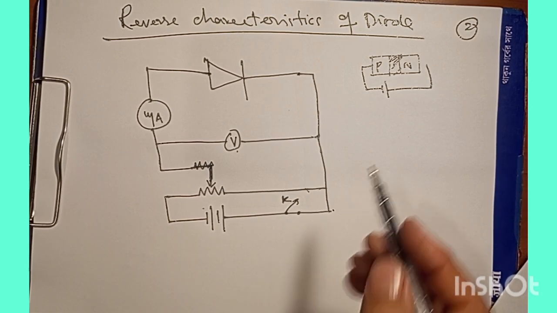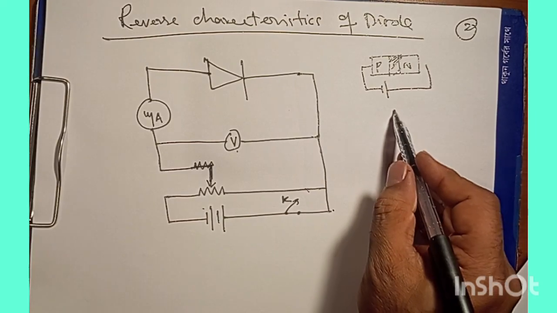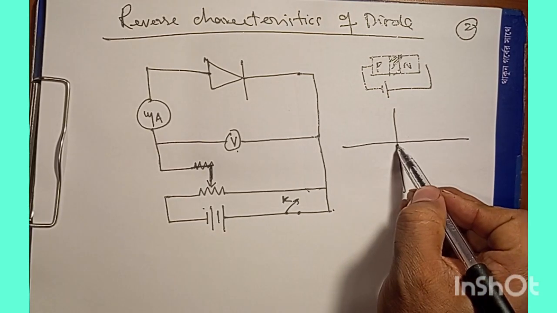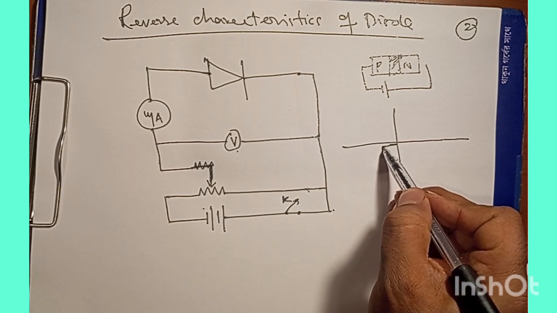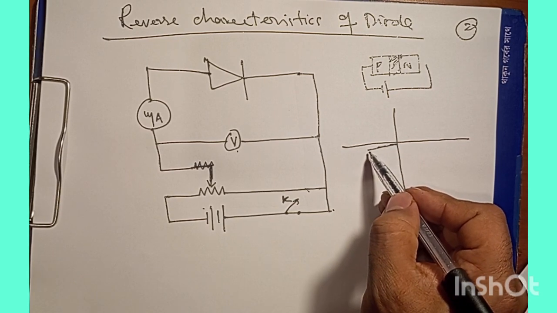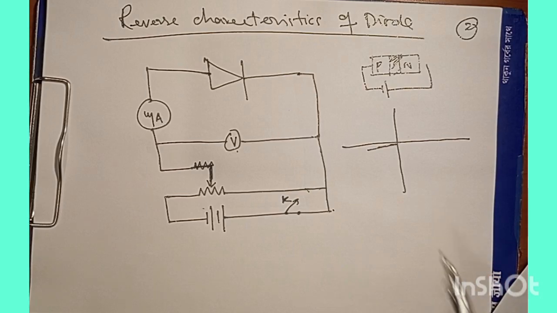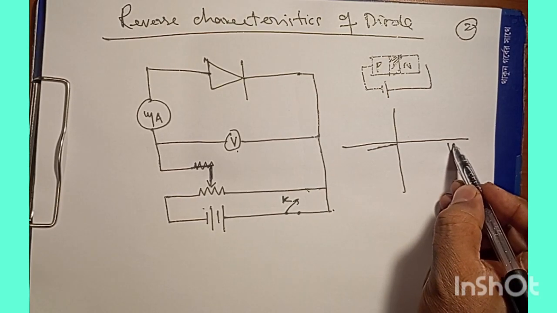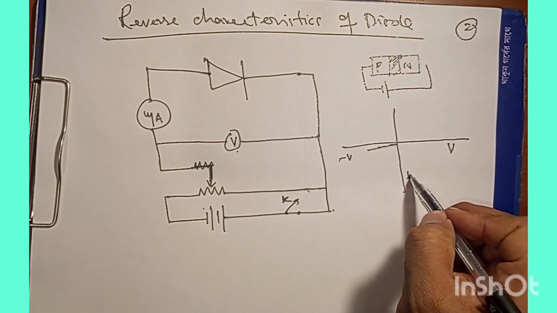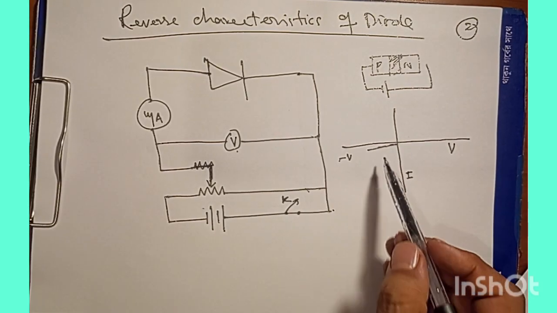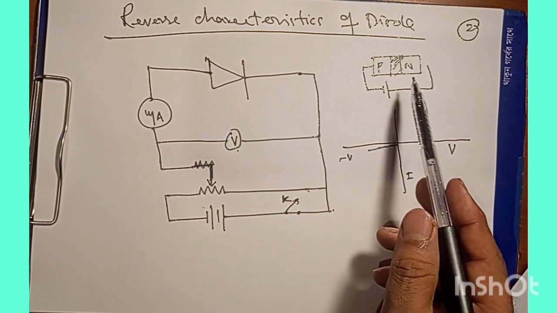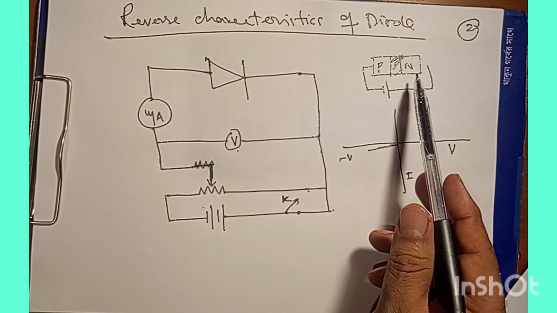Now, if I want to plot, because I'm giving here the reverse voltage, we have a small magnitude of current. Say this is V, so this will be minus V here. So this is the current. This small current is because of the minority charge carriers in the PN junction.